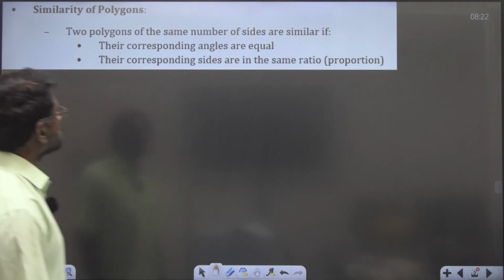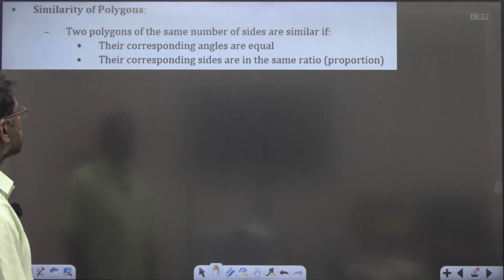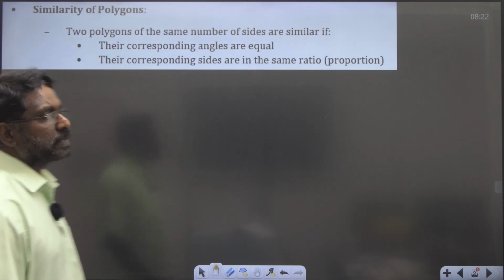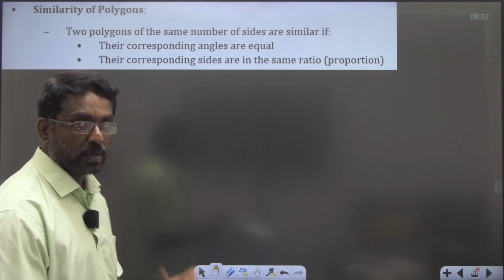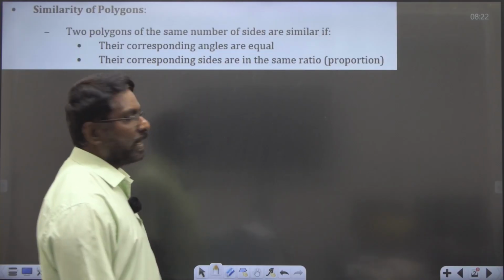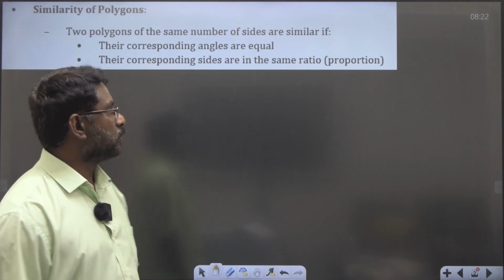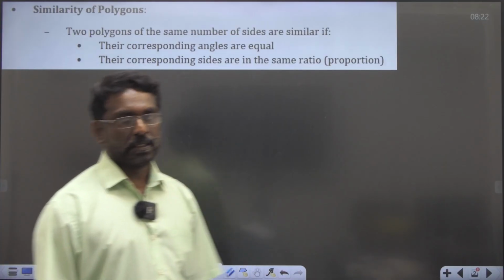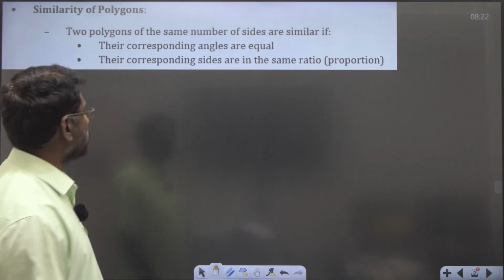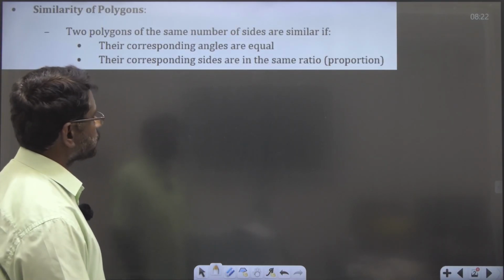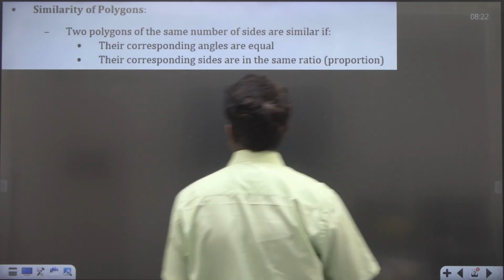Two polygons of the same number of sides are similar if their corresponding angles are equal. For any similar polygons, their corresponding angles are equal and their corresponding sides are in the same ratio or same proportion. Already we discussed it on the first page. So this part is very important.